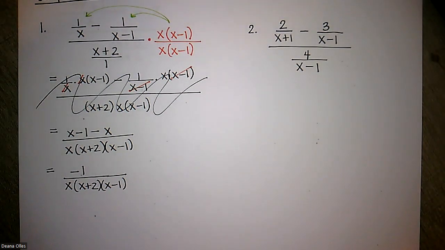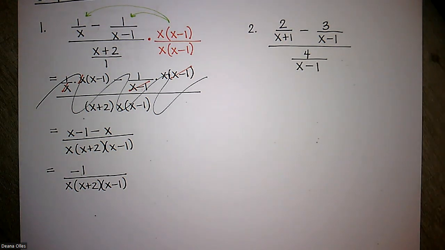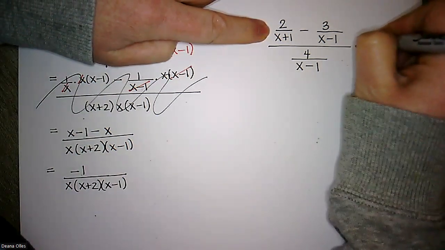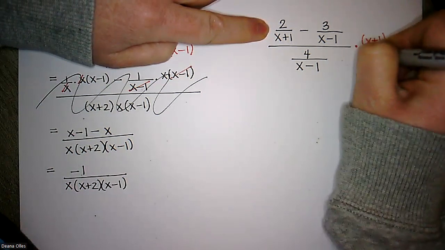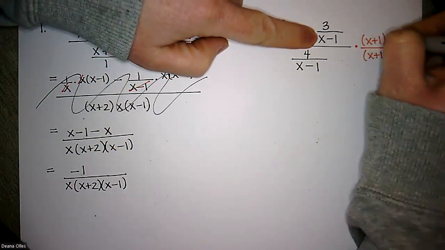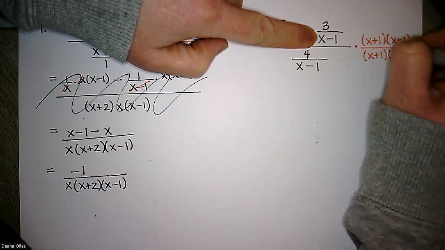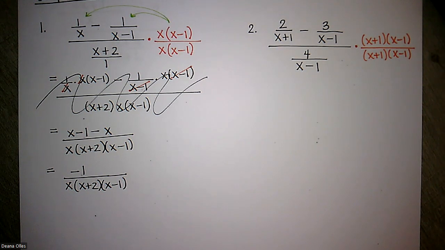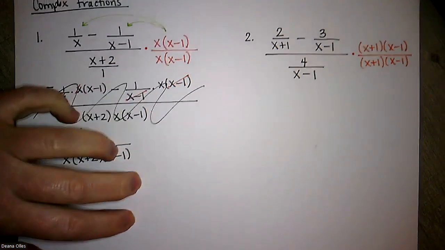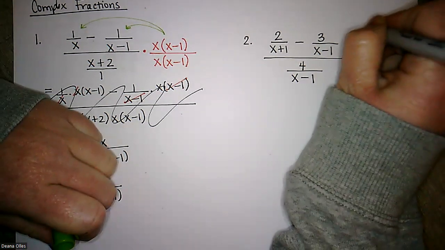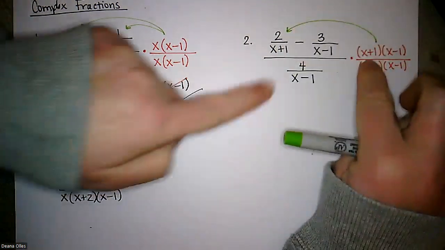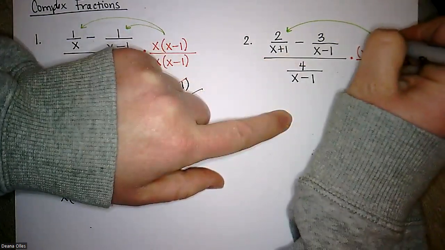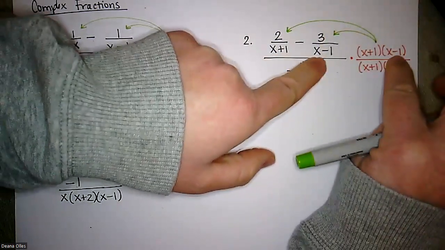All right, so second example. What is the least common denominator here? Well, I want to get rid of x plus 1. And I want to get rid of x minus 1 out of this denominator, which also takes care of that denominator. So we're good. All right. Again, we're going to distribute. And in the distribution process, we're going to be able to cancel the x plus 1 in the first term. And we're going to be able to cancel the x minus 1 in the second term.